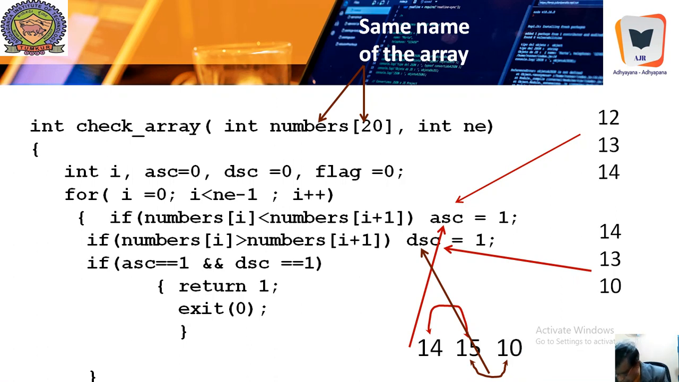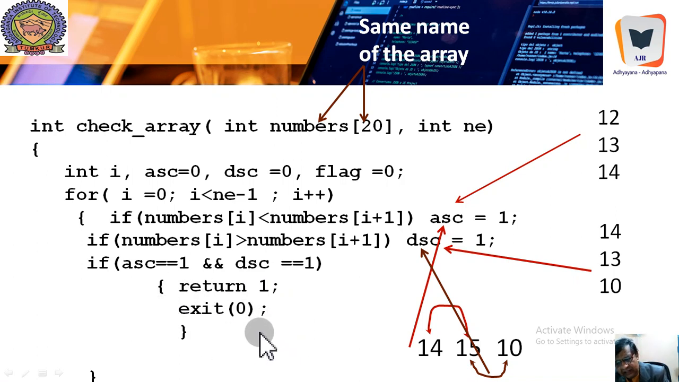So before completing the for loop, at any point of time, in any iteration, if both ascending and descending are 1, it is an indication that the array is not sorted. Therefore, if ascending is equal to 1 and descending equal to 1, in any of the cycles, if this is found true, then return 1. Return 1 indicates the array is not sorted.